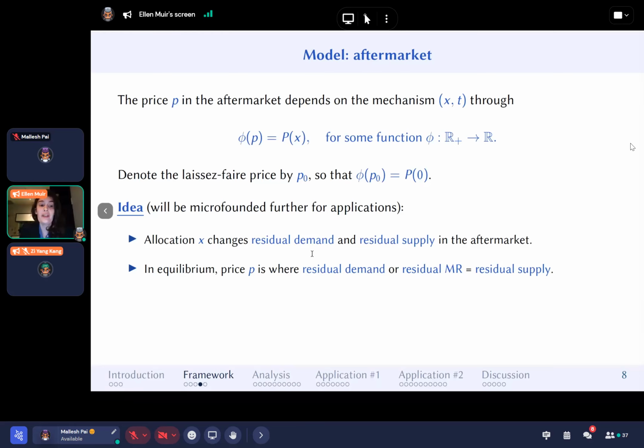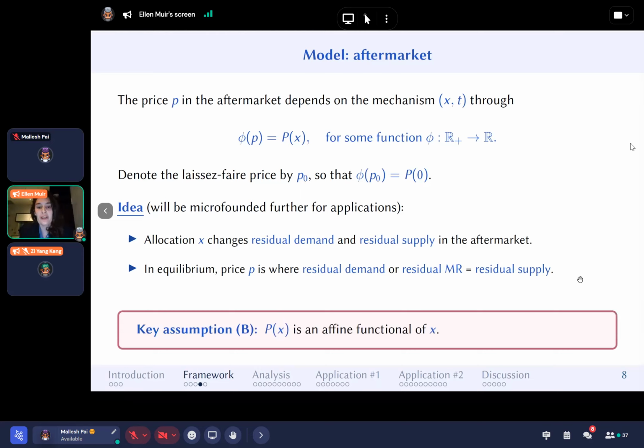And so then very directly, the allocation rule that's induced in the primary market is again going to pin down what demand and supply are in the resale market, and thereby what the equilibrium price realization ends up being in the resale market. And our key assumption is going to be that the price in the resale market as a function of the allocation rule is going to be an affine functional of our allocation rule X again. So we're going to have an affine objective, and also this affine functional, which is pinning down what the aftermarket price P is as well.